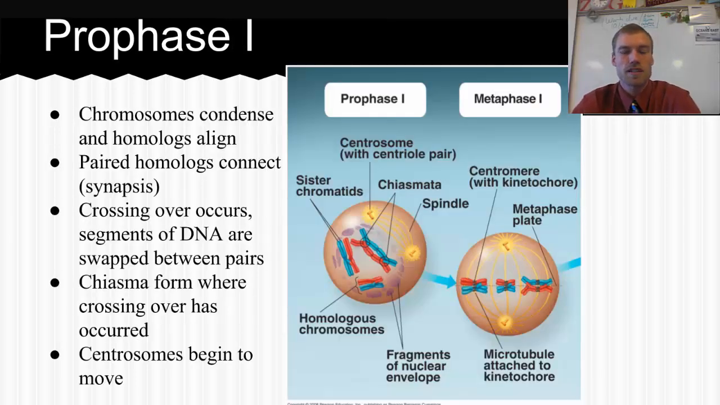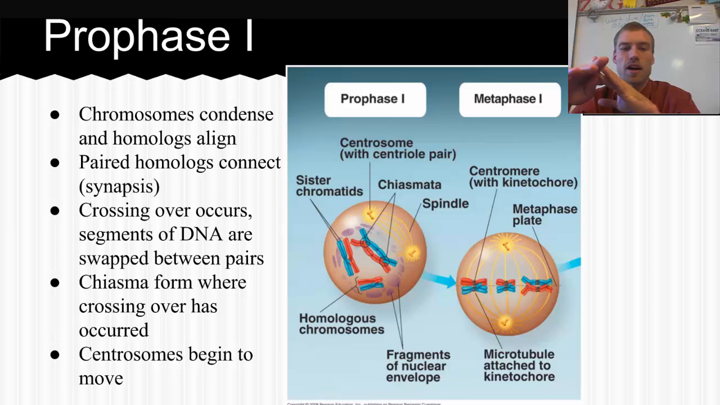The first phase of meiosis, meiosis I, begins just like mitosis with prophase I. Here your chromosomes are condensing, and the homologs are aligning. The homologs are your two homologous chromosomes, one from the mother and one from the father. They line up with one another. So you have four whole chromatids lining up together, and they actually connect to one another in what we call synapsis. And this is where crossing over occurs.